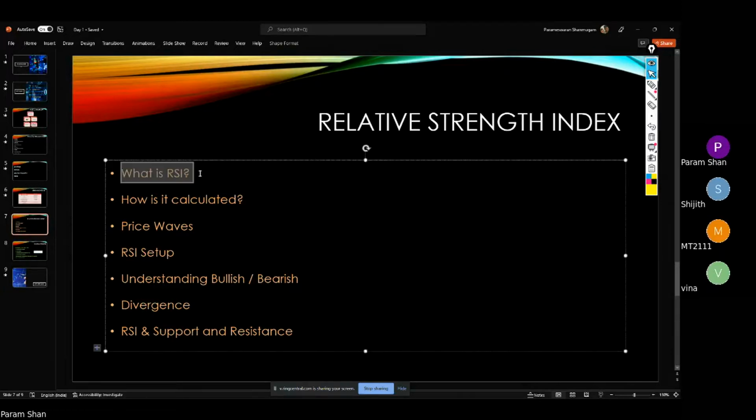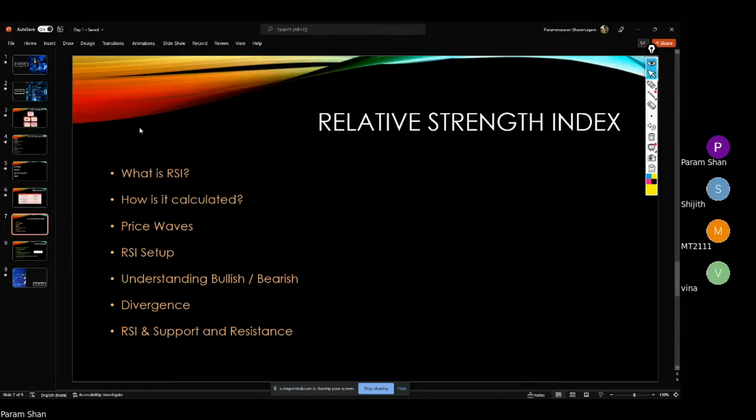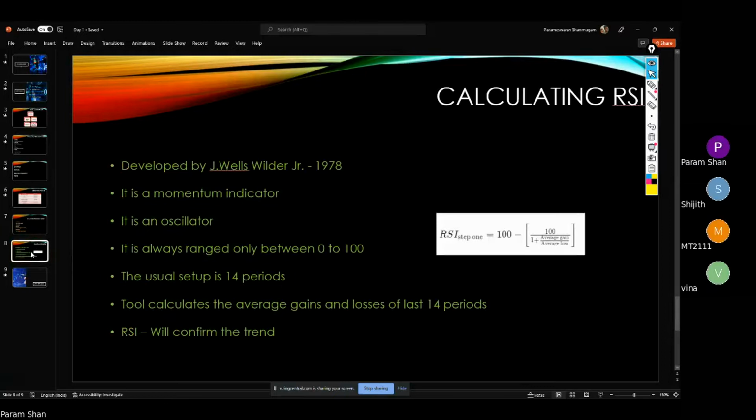So what is RSI and how it is calculated will be very, very basic, but still having this thought process is very, very important, right? RSI was developed by J. Welles Wilder in 1978. And this is a momentum indicator. So what is a momentum indicator? If a price is on a particular trend, it will tell you whether the trend is very strong, or there is going to be a break for the trend, or it is going to reverse. So it is a momentum indicator, and it is an oscillator.